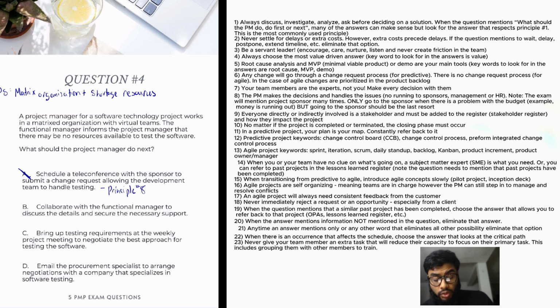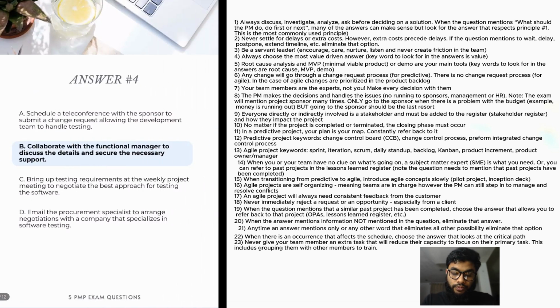Email the procurement specialist to arrange negotiations with a company that specializes in software testing. Okay, that could be another solution. But the best solution is going to be B. That's the first step we want to take. And then, as a consequence of B, once we collaborate, we can decide that we actually need to maybe hire more people, or we need to get more serious on our requirements. Okay, but B is going to be the first answer, and B is the answer.